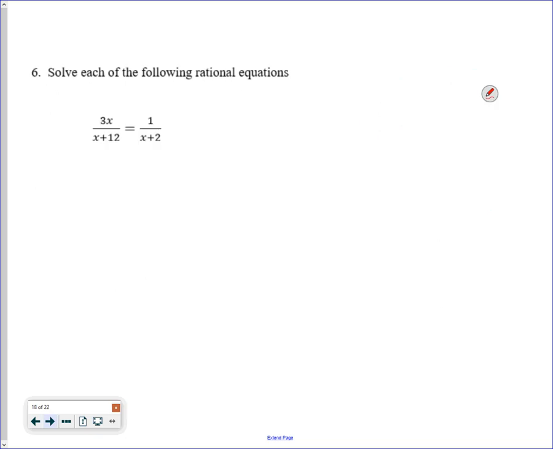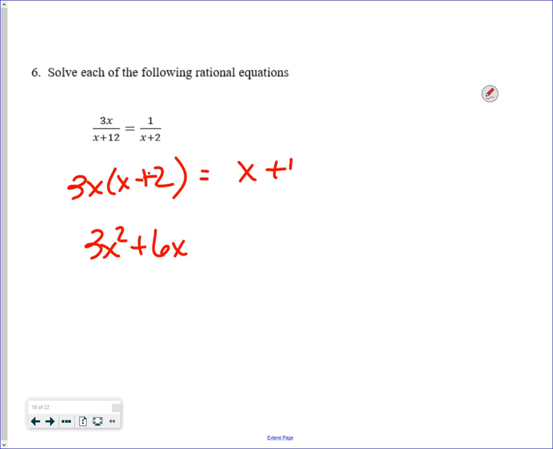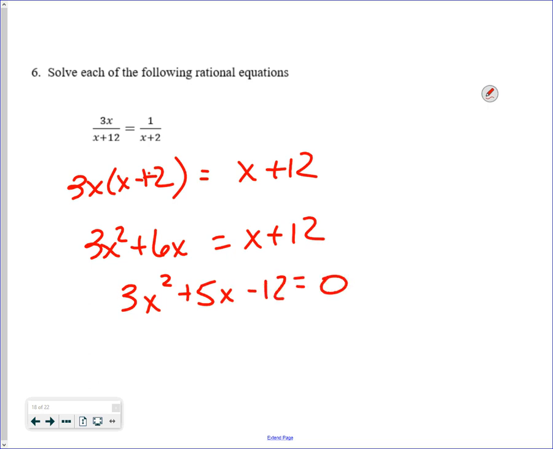Solving now. There's 2 types of solving questions that we worked on. One was solving a proportion. If you have a fraction equaling a fraction, that is a very specific style of solving. You're going to cross multiply 3x times x plus 2, which gets you 3x squared plus 6x. 1 times x plus 12. Because there's a quadratic, I'm going to get all the terms on the same side. This factors. So we have factors of 3x.